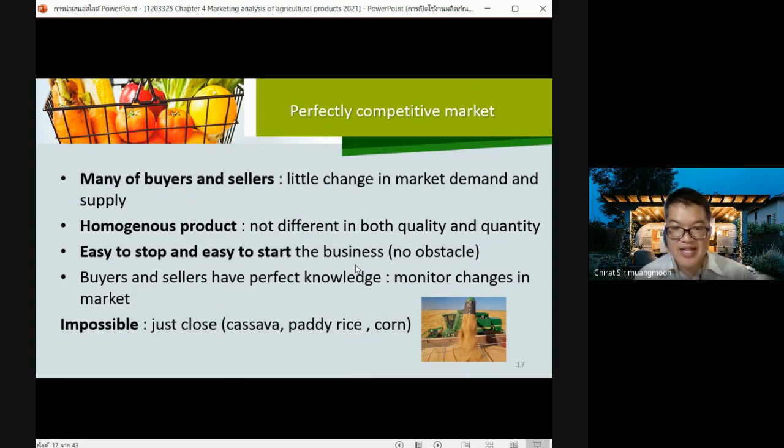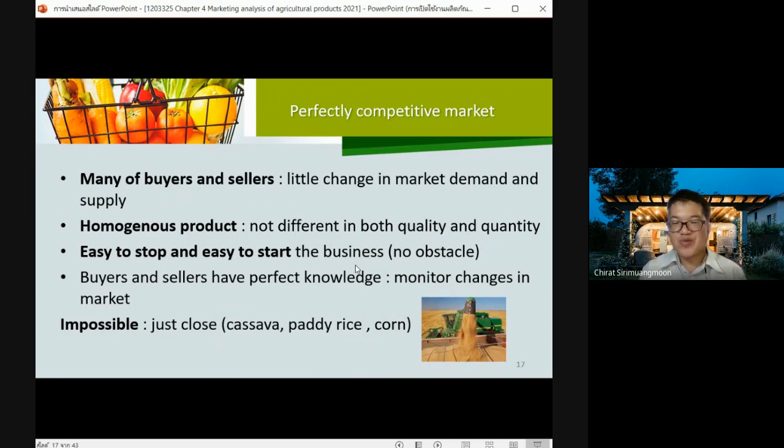And also buyers and sellers have perfect knowledge to monitor changes in the market. So buyers and sellers in a perfectly competitive market are very good, or they are experts in this field. So if something changes in the market, they take some actions, like to support or just to do some strategies.